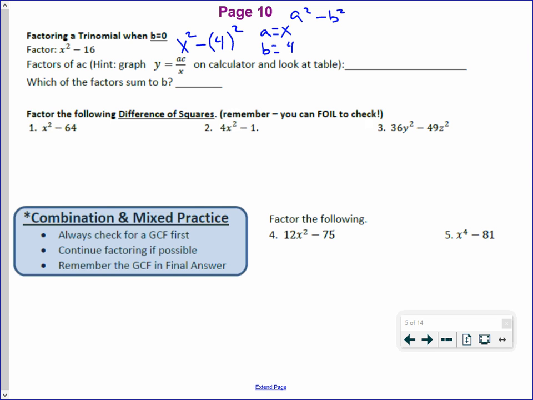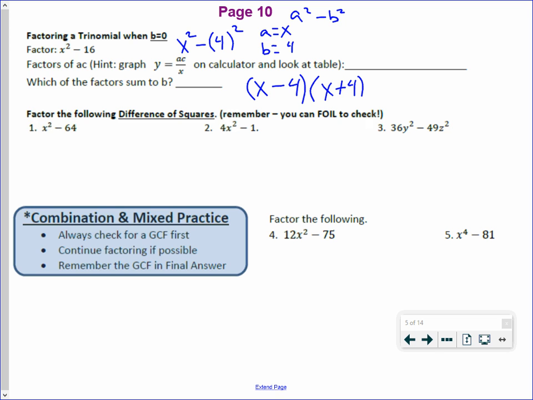Once we do that, we just need to remember what we said our factored form of a squared minus b squared would be, and that was a minus b multiplied with a plus b. So we have our a, which is x. So x minus our b, which is 4, multiplied with x plus 4. And that's the factored form of x squared minus 16. Okay? So let's keep going.